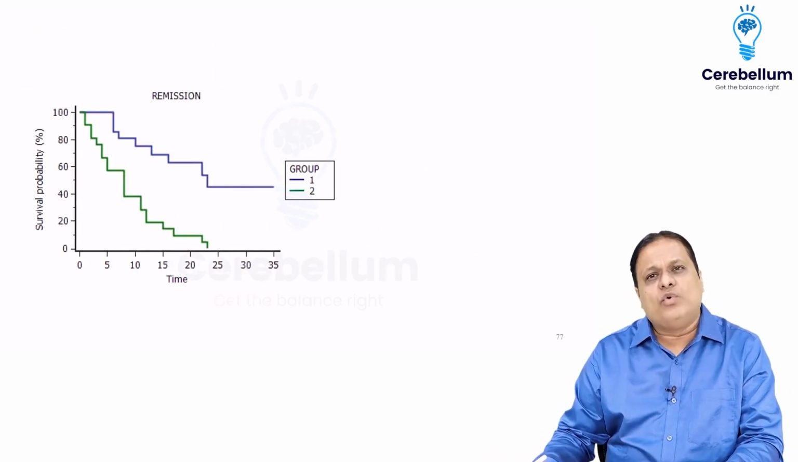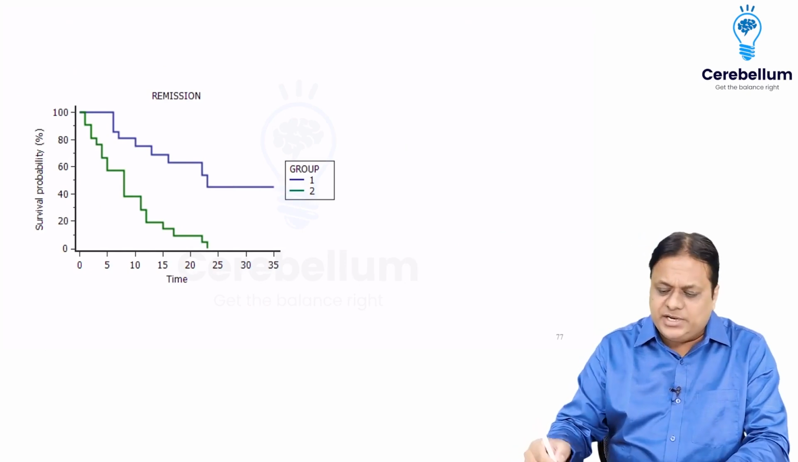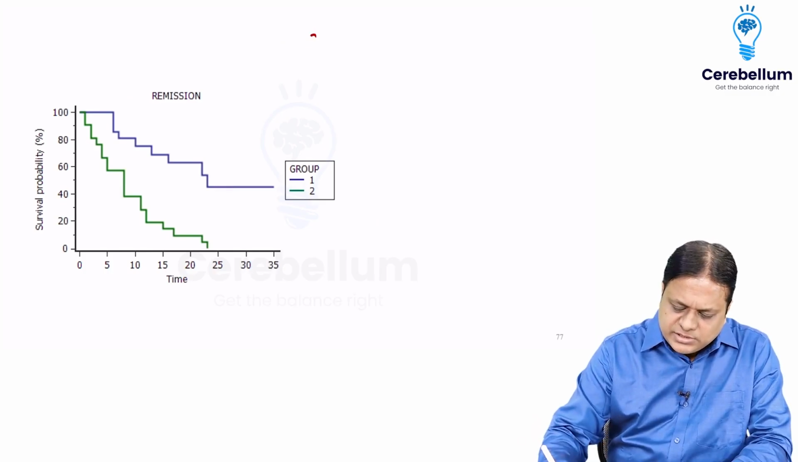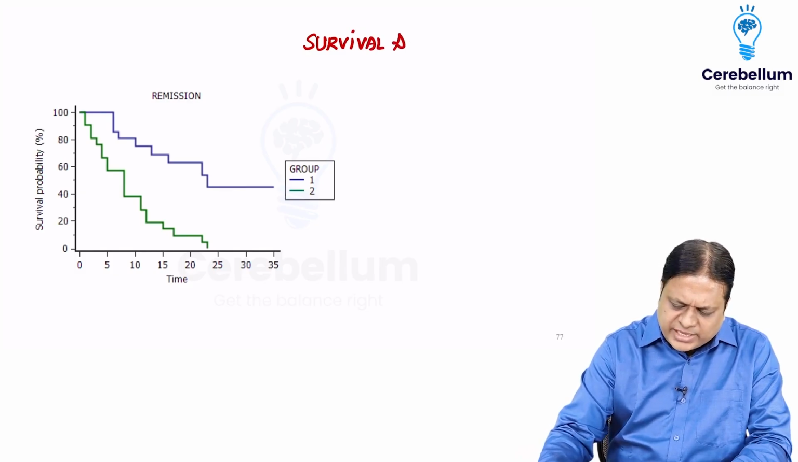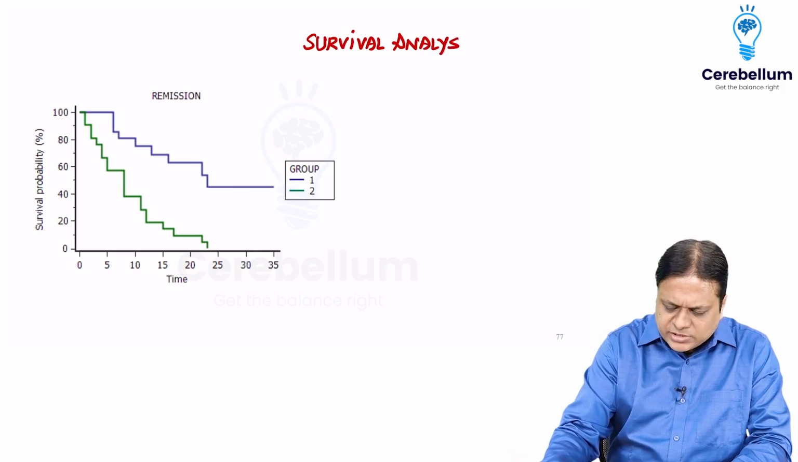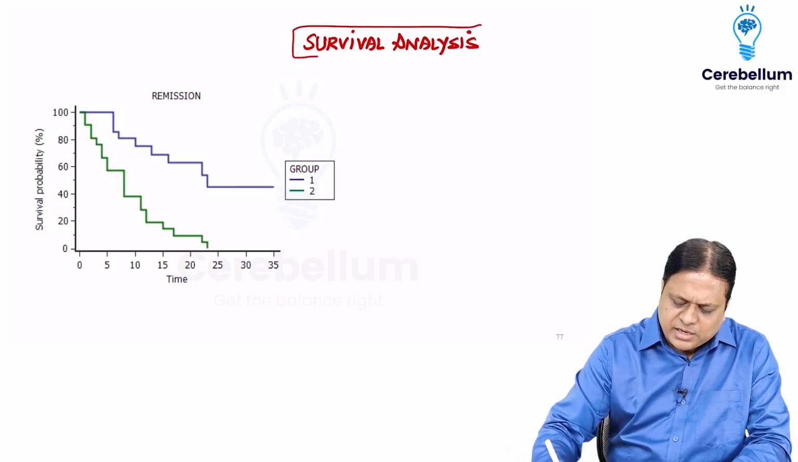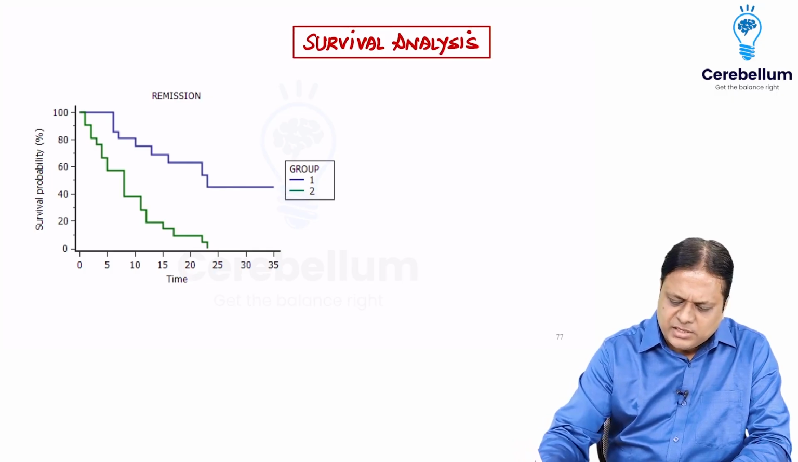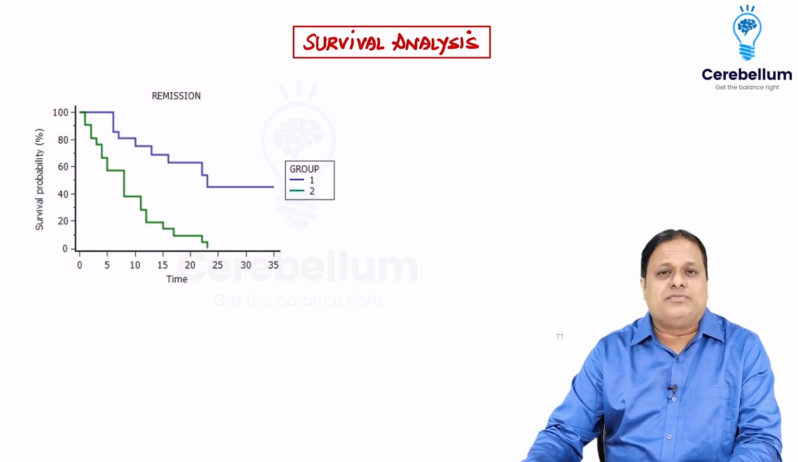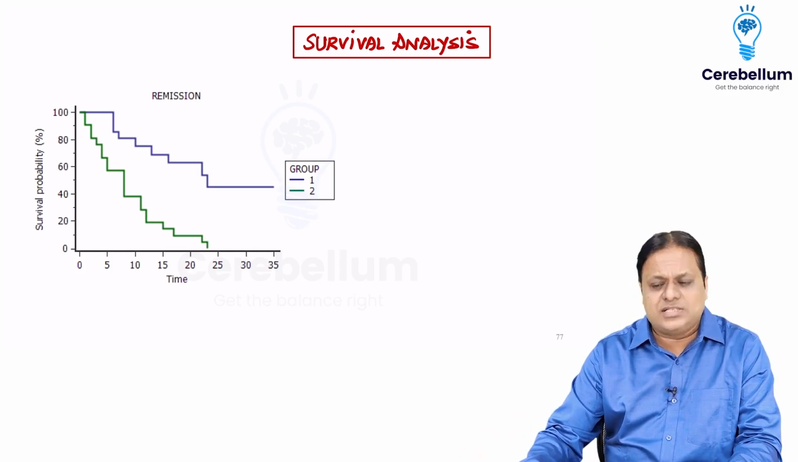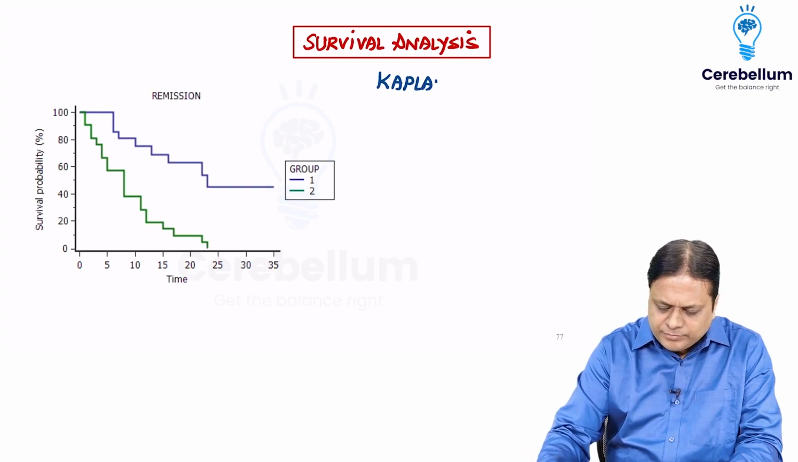Look at this graph. What does it tell you? With time, how the survival probability is reducing. So this is survival analysis, generally used for cancers and chronic diseases. We follow up the patients every 5 years. Out of the original 100%, how many survive every year? So this particular graph used for survival analysis is known as KM, Kaplan-Meier curve.